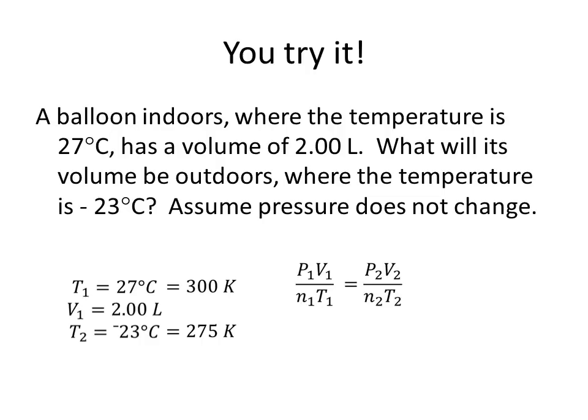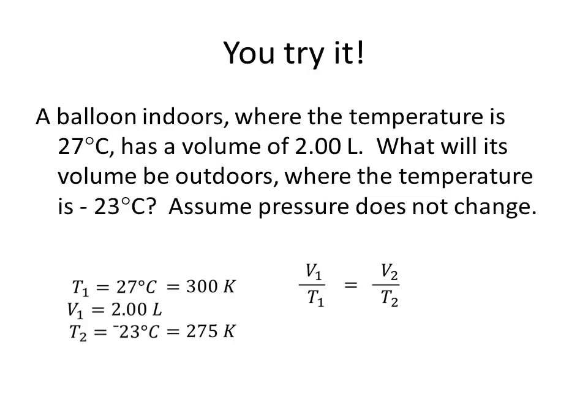The next thing I'm going to do is write the equation that applies. The equation that applies is this. Now remember, what are we solving for? It says what will be the volume outdoors, so we know we're going to be solving for V2. So I look at this equation and I say, what can I drop out of this equation, if anything? It says assume pressure does not change, so I know that P1 and P2 will drop out, and the balloon is not being described as losing or gaining molecules, so both N1 and N2 will drop out of this equation, so I rewrite it like this.